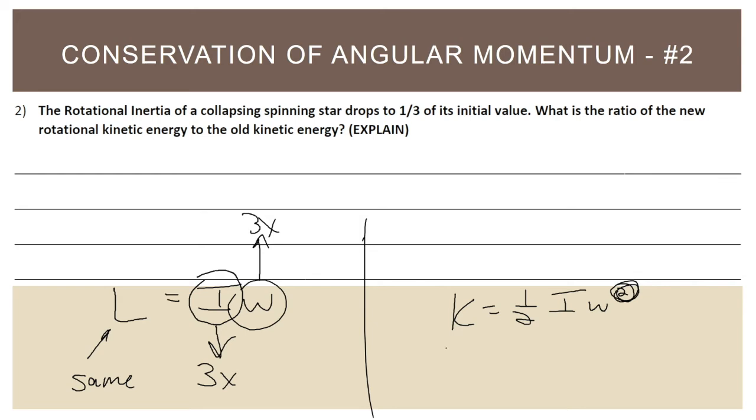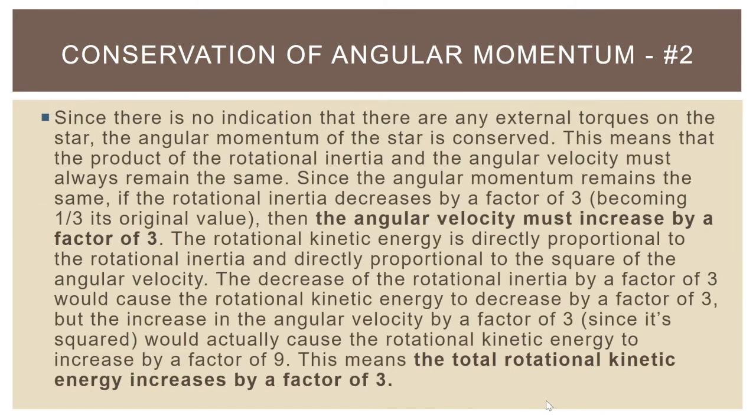And so if you think about this in the style of a 1-1-1 rule problem, yes, it is true that the decrease in I would, by itself, make the kinetic energy decrease, but the fact that the angular velocity increases by the same factor, but that factor has to be squared according to the equation, means that the overall kinetic energy is going to go up. 3 squared is 9. You have a 1/3 here, and 1/3 of 9, of course, is 3. So the kinetic energy increases by a factor of 3.